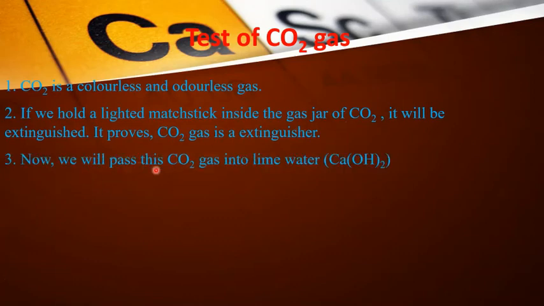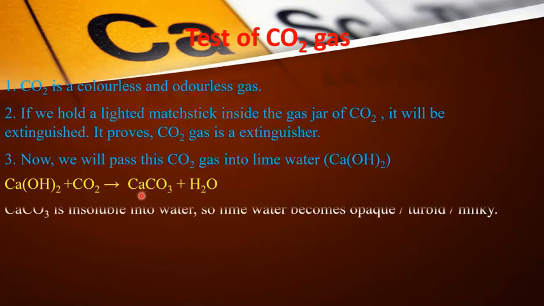Now we will pass this carbon dioxide gas into lime water, that means calcium hydroxide. Then what will happen? This carbon dioxide gas reacts with lime water and they produce calcium carbonate and water. You know, calcium carbonate is insoluble in water, so lime water becomes turbid or opaque.